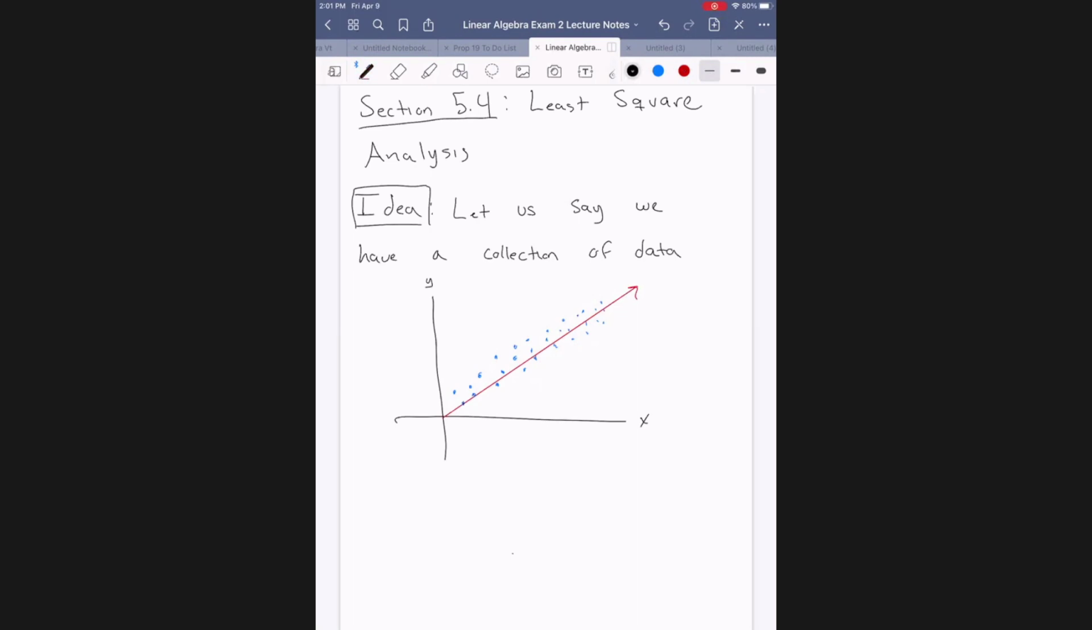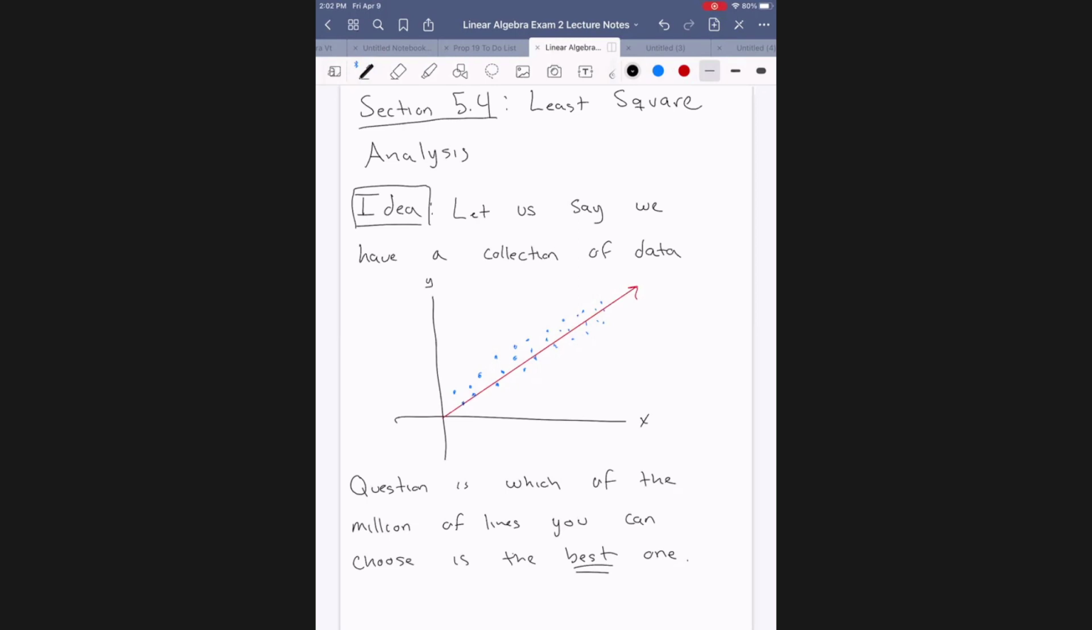So the question becomes, which out of the million lines that you can choose is the best one, right? Well, what is the best one in this case?